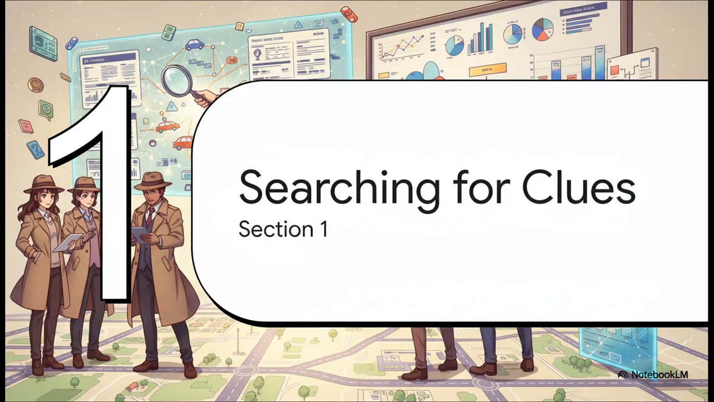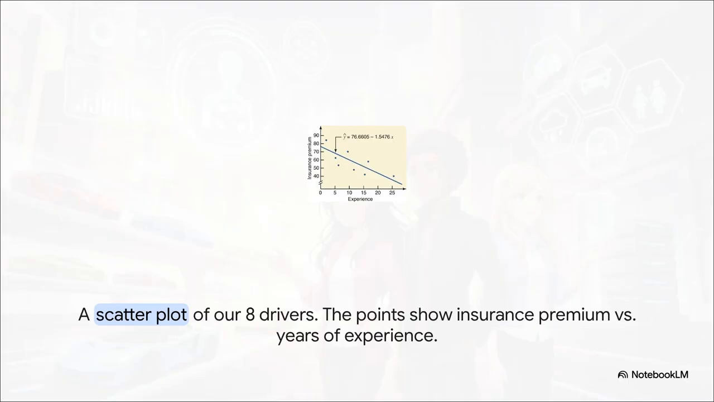All right, Section 1, searching for clues. Now, what's the first thing any good detective does? They survey the scene. For us, that means we need to get these numbers out of a table and into a picture. We've got to visualize this data to see if there's a pattern hiding in plain sight. And boom, here we go. We've plotted our 8 drivers on a scatter plot. So along the bottom axis, that's years of experience. And going up the side, that's the monthly premium. Every single one of those blue dots is one of our drivers. Now we can see all the evidence in one shot.